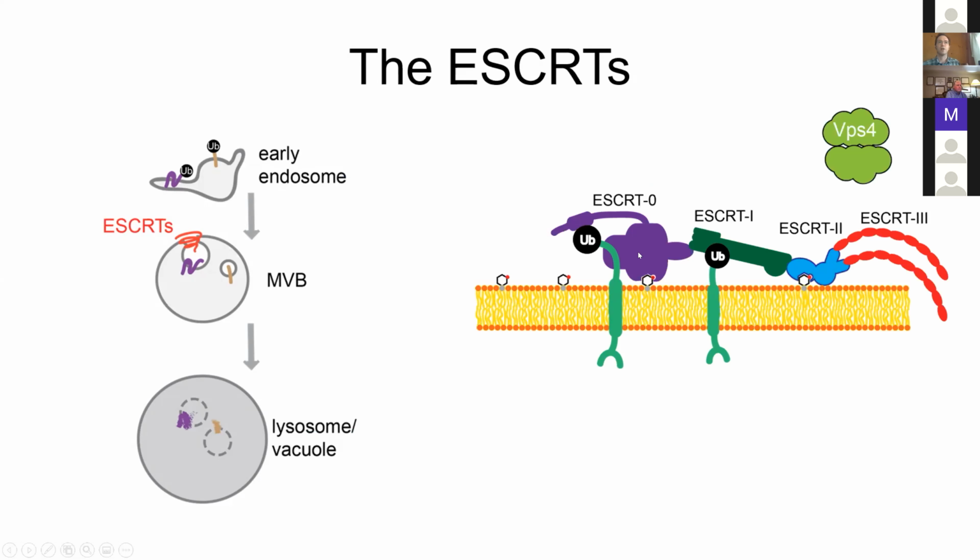The ESCRTs are actually a set of protein complexes, where the early protein complexes, ESCRT-0 and 1, bind and sort ubiquitinated cargo. ESCRT-2 helps nucleate the ESCRT-3 filament, which helps corral the cargo and provides the deformation and membrane scission force to generate these intraluminal vesicles. And importantly, all of these ESCRT components are required for the multivesicular body pathway to function.